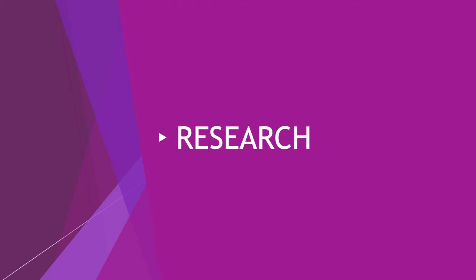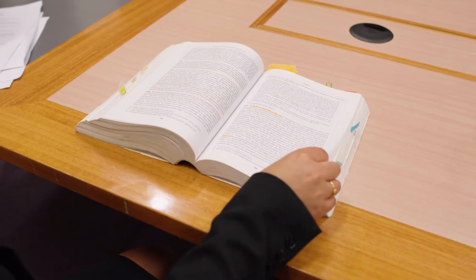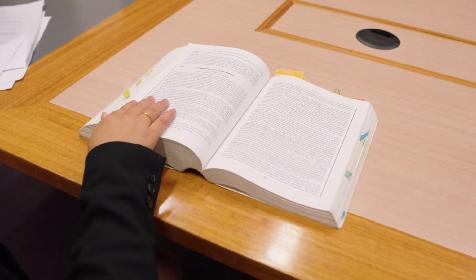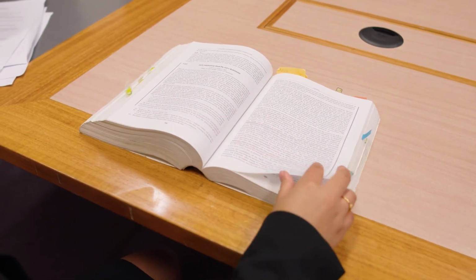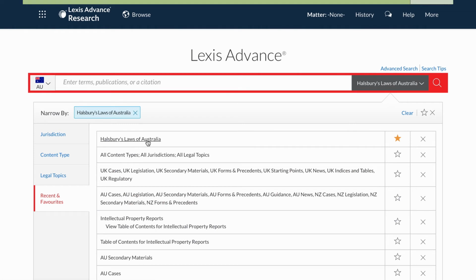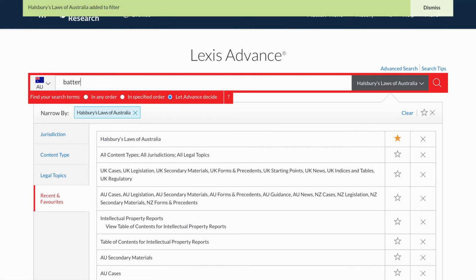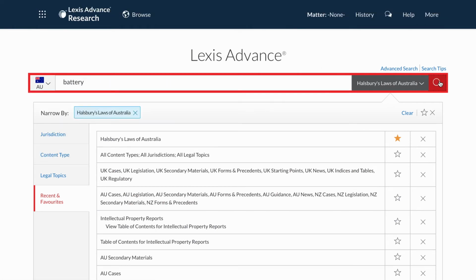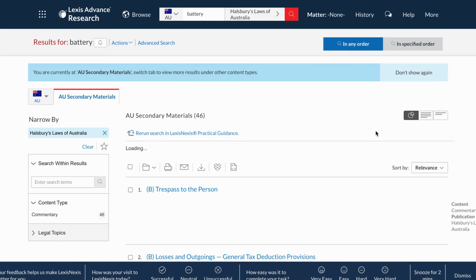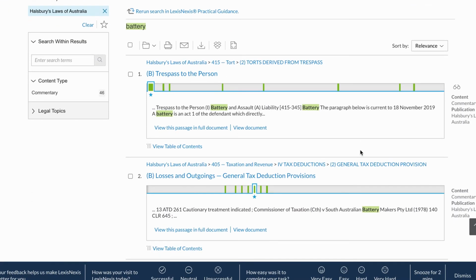Now let's turn to some tips on how to conduct research for written submissions. It's a good idea to start by acquiring a general understanding of the area of law of the moot. Textbooks and legal encyclopedias are a good place to start. In particular, Halsbury's Laws of Australia on Lexis Advance and Laws of Australia on Westlaw offer a great introduction to a number of different subject areas that you'll encounter in your moots.